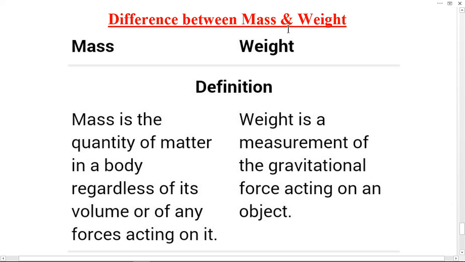Now we will see the difference between mass and weight. From here it will make your concept clearer, how you can differentiate between mass and weight. If you talk about their definitions, mass is the quantity of matter in a body regardless of its volume or of any force acting on it. So it means mass is purely the amount of matter in an object. But on the other side, weight is the measurement of gravitational force acting on an object. So this is the difference between their definitions.